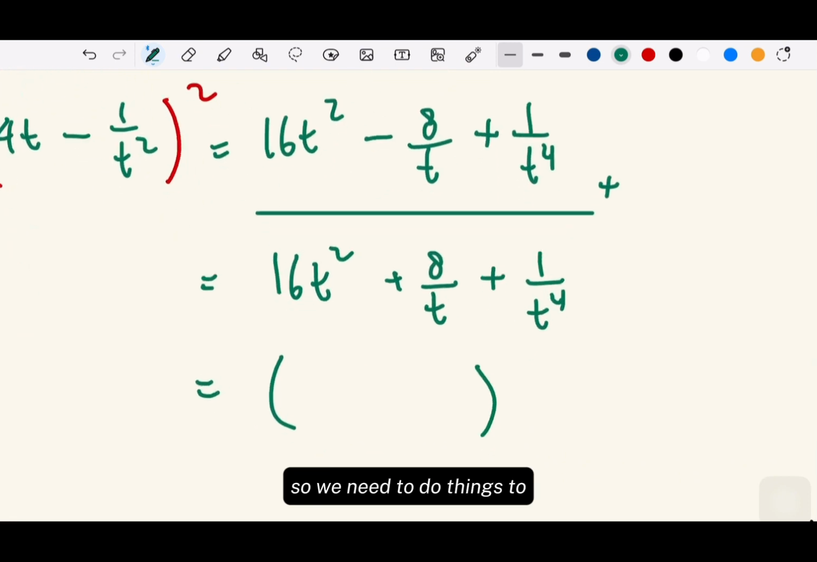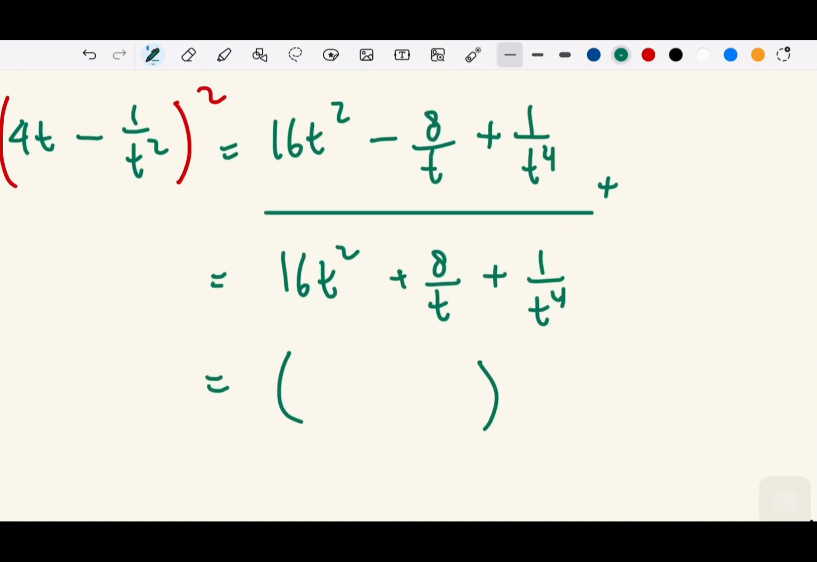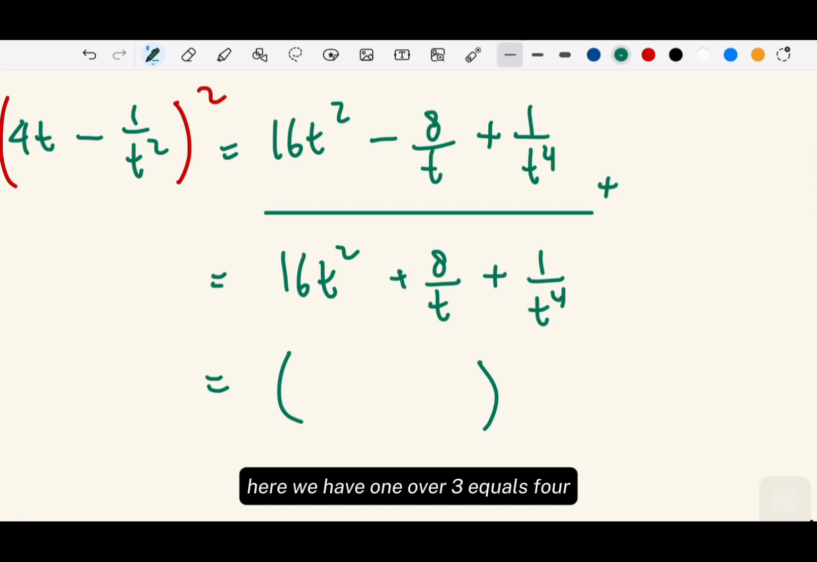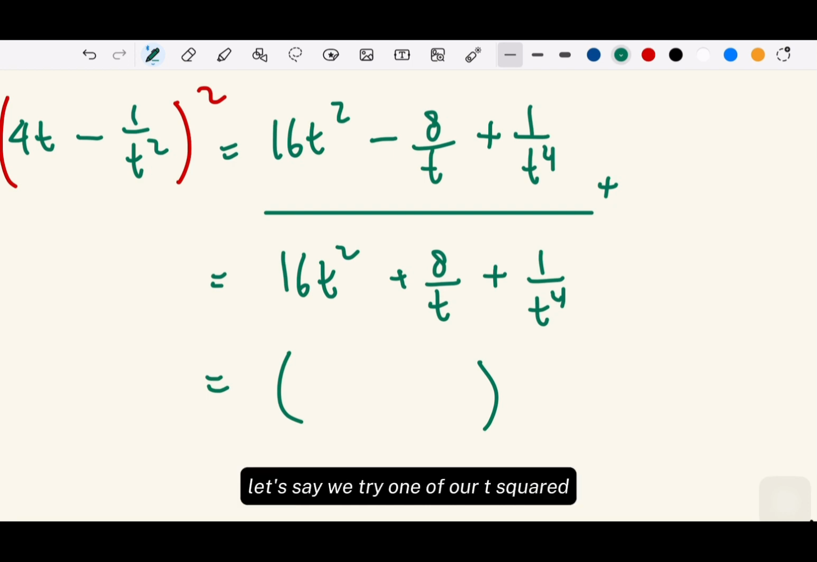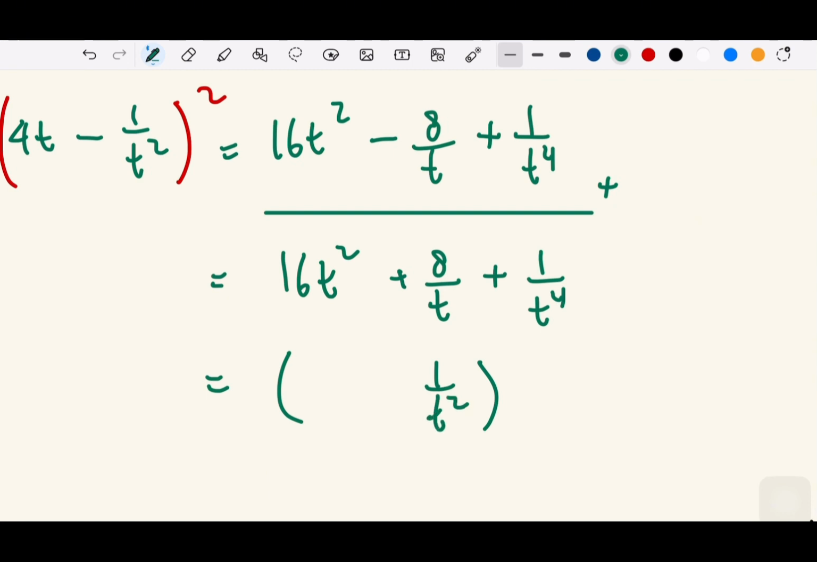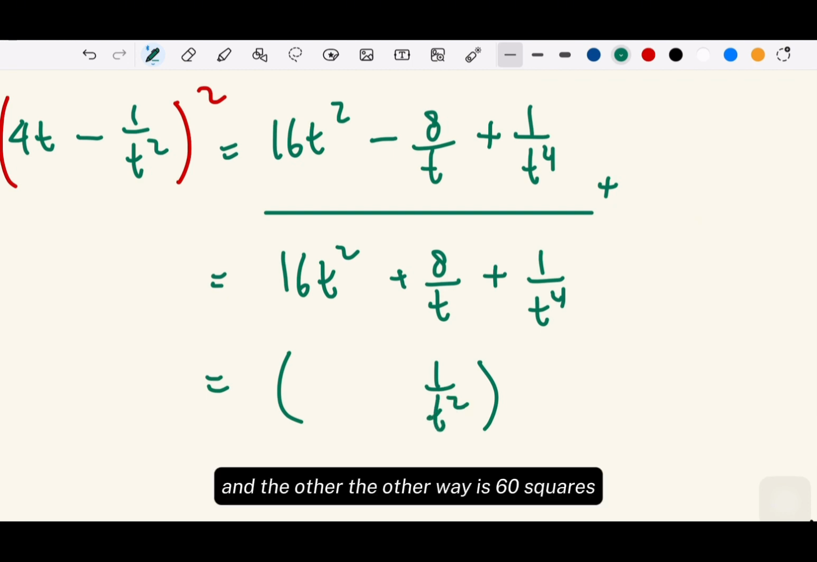So we need to think of two expressions here. We have 16t and 1 over t with power 4. This is a little bit trial and error, but somehow it will be taken out quickly. Let's say we try 1 over t squared. And the other way is 16t squared, so let's say we take 4t. Okay?